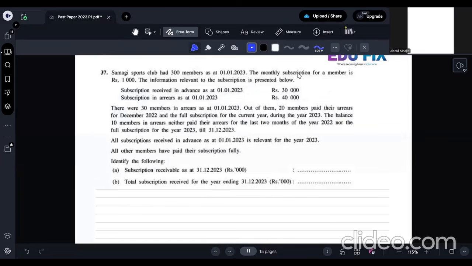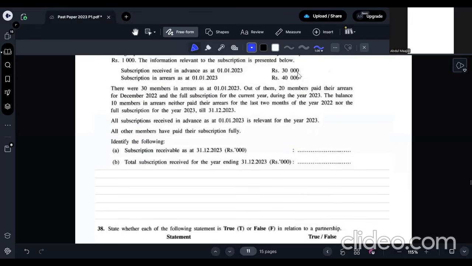37. Samagi Sports Club had 300 members as at 1st of January 2023. The monthly subscription for a member is 1000. Information relevant to the subscription is presented below. So you can prepare a subscription account. Opening, they have given opening advance that will go to credit side 30. Opening asset, opening receivable 40.